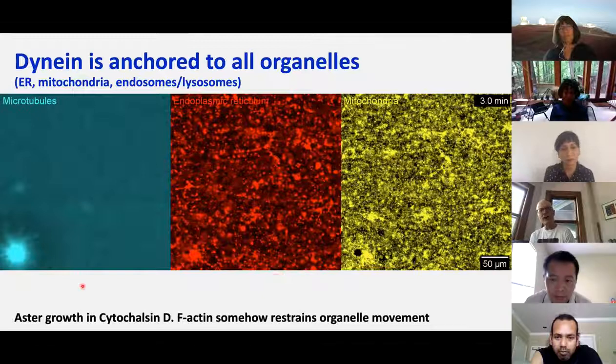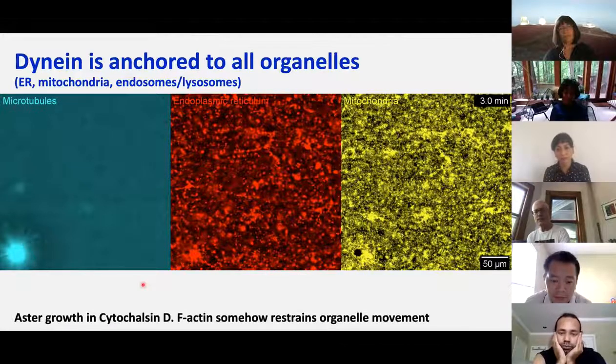Now, what is the dynein anchored to? And we can find that out. We see organelles move best if we fragment the actin. So I'm first going to show you a movie with actin fragmented, looking at endoplasmic reticulum and mitochondria.